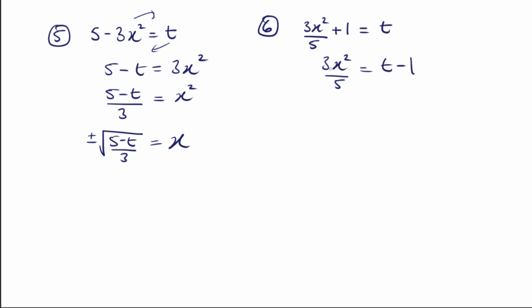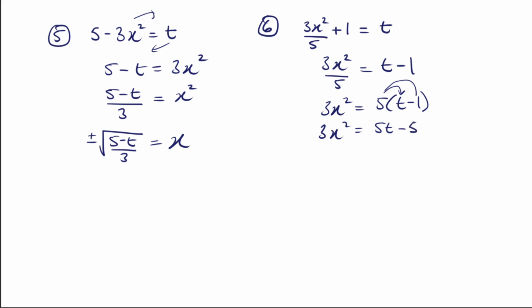Now, of course, a good idea would be to take the 5 and multiply the other side by 5. So we have 3x squared, and everything on the other side is going to be times by 5, so you need to put the brackets in. Now, if we want to, we can multiply that out. If you remember how to do it, you're making everything in the bracket 5 times bigger. So it's 5 times t and 5 times minus 1.